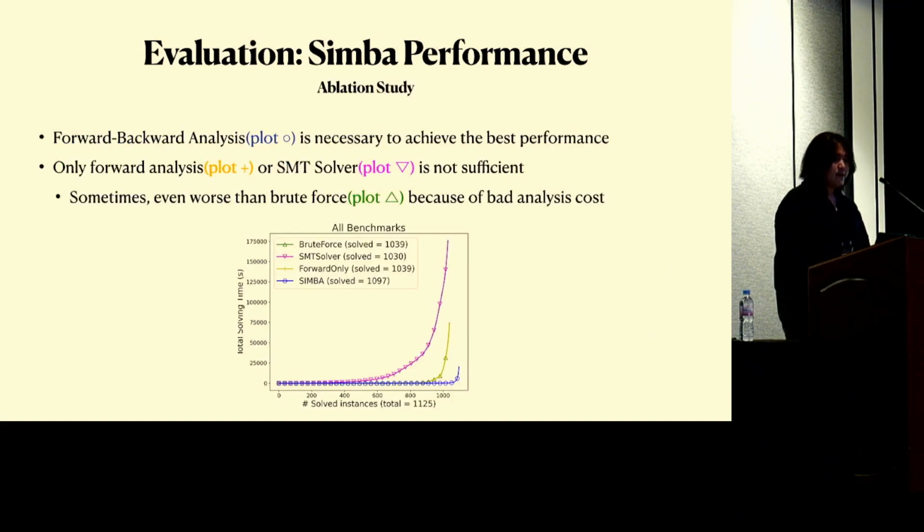To evaluate the effectiveness of our approach, we compared SyMBA to several variants, including brute force, using an SMT solver, and performing only forward analysis. The scatter plot clearly shows that incorporating backward analysis is crucial, as it shows the best performance. On the other hand, relying solely on forward analysis or using an SMT solver proves insufficient in making the synthesis process faster. In some cases, those variants even underperform brute force due to the high analysis cost. In summary, our technique strikes a balance between analysis cost and pruning efficiency, resulting in improved synthesis performance.